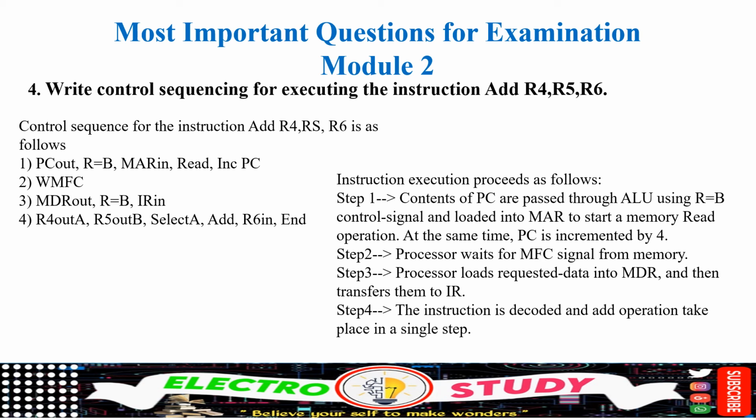Step 3: after getting the data, a loading request will be sent to MDR, and then it transfers the data to the IR. Finally, the fourth step: the instruction will be decoded and the add operation will be done, and the result will be stored in the required registers as you have written in your program. Hope you have understood the control sequence and these small tips to clear your exam.